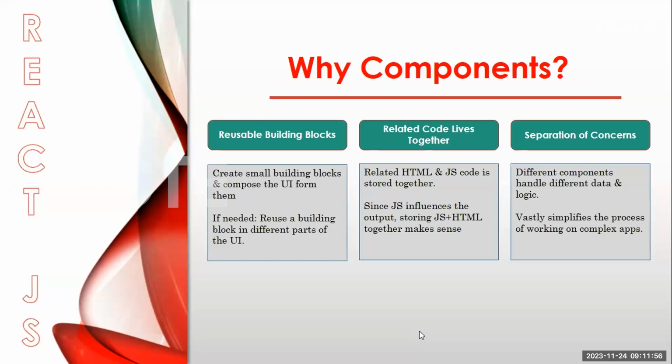Here, related code lives together. It means you build your code by merging two things, HTML and JavaScript. The related HTML and JavaScript code is stored together in React. Since JavaScript influences the output, storing the JavaScript plus HTML together makes sense.